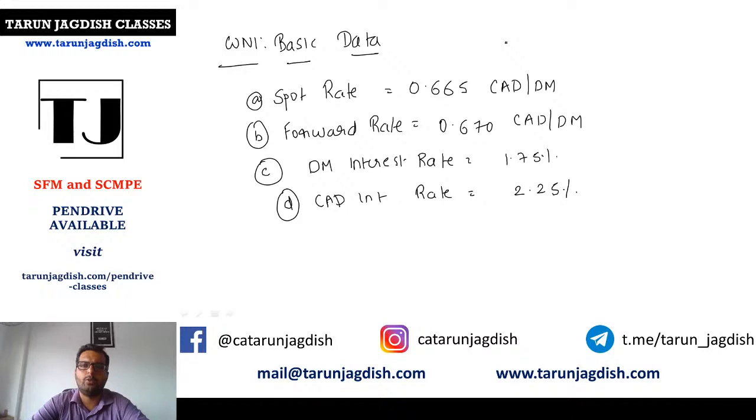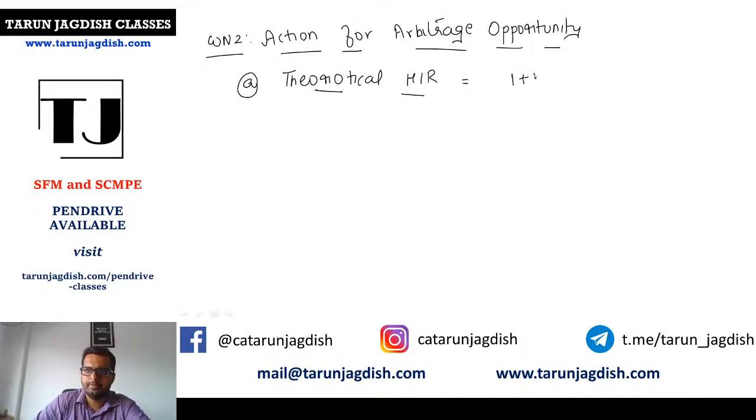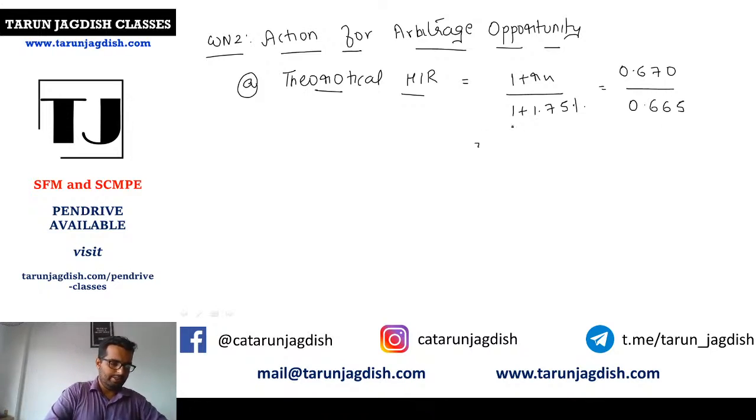Here, which one is home interest rate, friends? What is the exchange rate? CAD per DM. So CAD will be RH and DM will be RF. Alright. So here the formula will be (1 plus RH) divided by (1 plus 1.75%) is equal to, what is the forward rate told over here? 0.670 divided by 0.665. Alright. So the answer I'll get will be 0.670 into 1.0175 divided by 0.665. I will get the theoretical rate as how much? 2.5%.